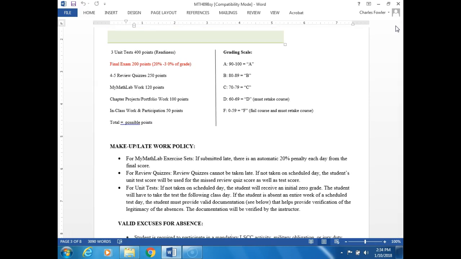Okay. We'll have 3 unit tests, 400 points. They're also called the readiness test. I don't know what the 400 points means. Those 3 won't go to 400 an even number of times, so I don't know how they're doing that. I'll figure that out. I don't think they're 400 each. The final exam is 200 points.